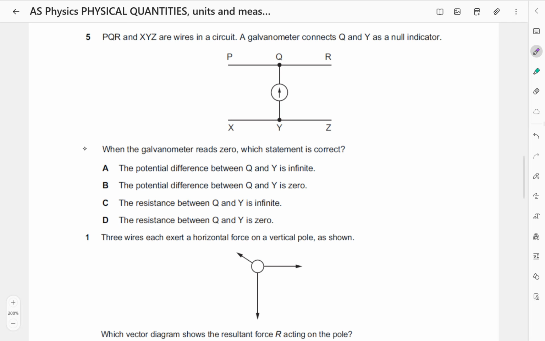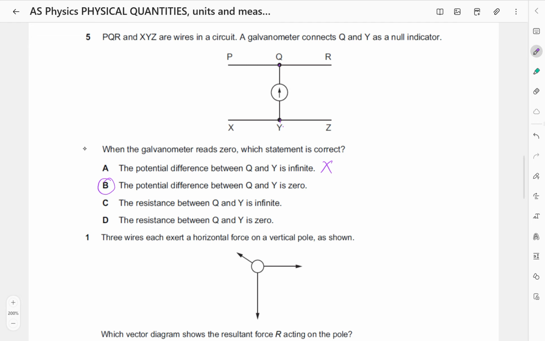The potential difference between Q and Y is infinite. That is not true. The PD across this is infinite. That's what it means. The potential difference between Q and Y is 0. That is true. The PD across Q and Y is 0. So there is no potential to be compared in that case. There is no potential difference there.